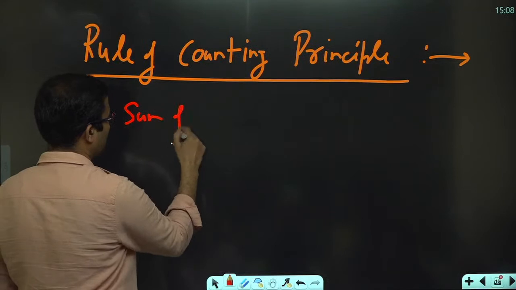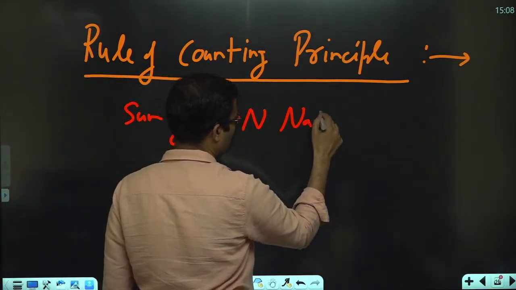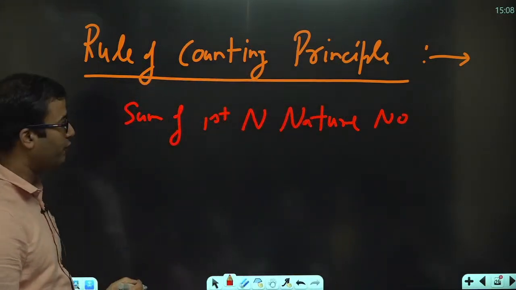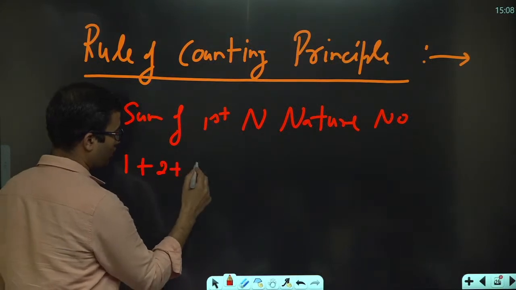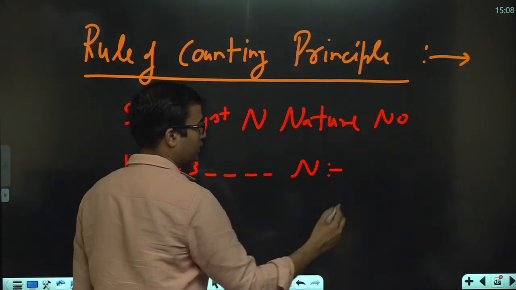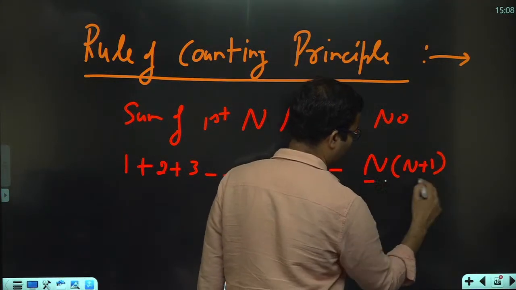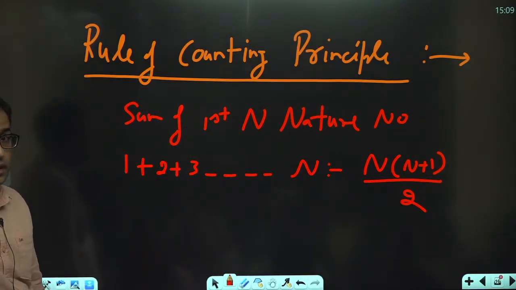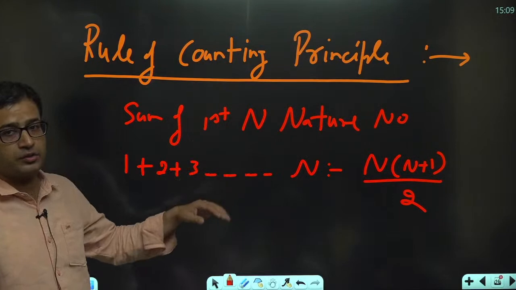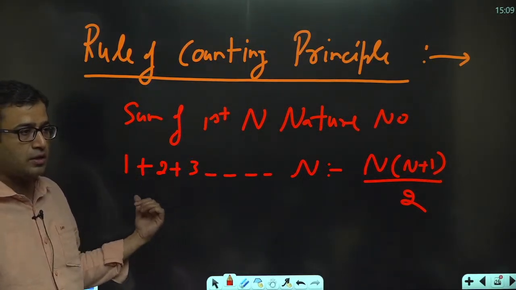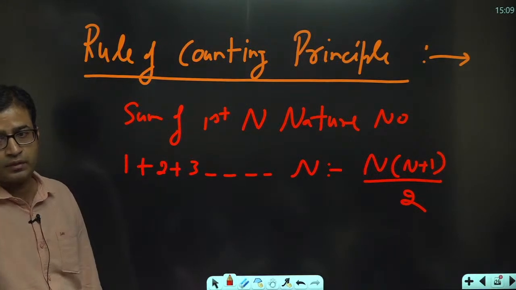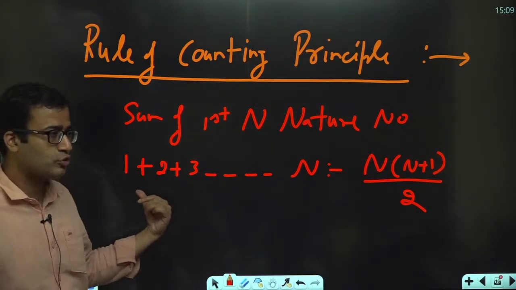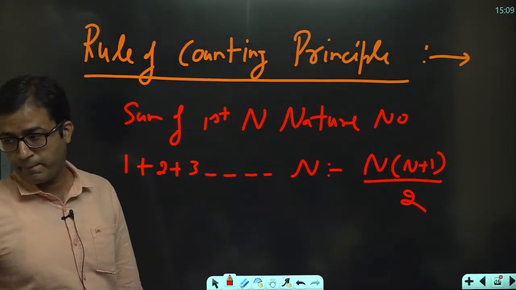Sum of first n natural numbers: 1 plus 2 plus 3 up to n. Here this is n into n plus 1 divided by 2. But be careful when it is given first n natural numbers. Your counting should start from 1: 1, 2, 3. Then only we can use this formula. If I start counting from 11, 11, 12, 13, then you cannot use this. It has to start from 1, 1, 2, 3 up to n.